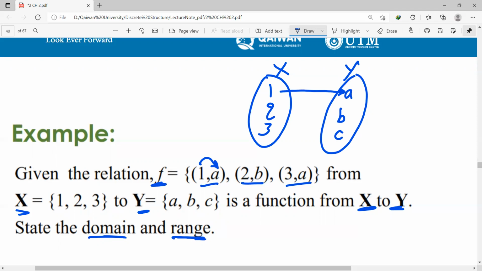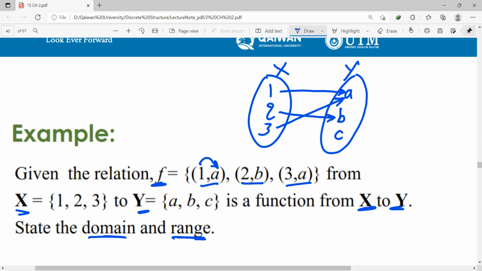From 2 to B. From 3 to A. It's okay if two elements have the same image. But it's not possible if we have an element which has two different images. Okay, I'm going to give you an example.